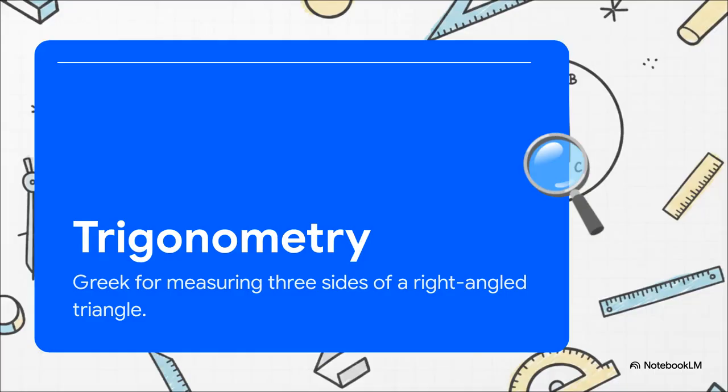Let's just break down the word itself, because it's actually a Greek mashup. Tri means three, gon means sides, and metron means measure. So right at its core, please don't let those complex equations intimidate you. This entire subject, the whole shebang, is just about exploring the relationships and the measurements between the three sides of a right-angled triangle. It really is that simple.